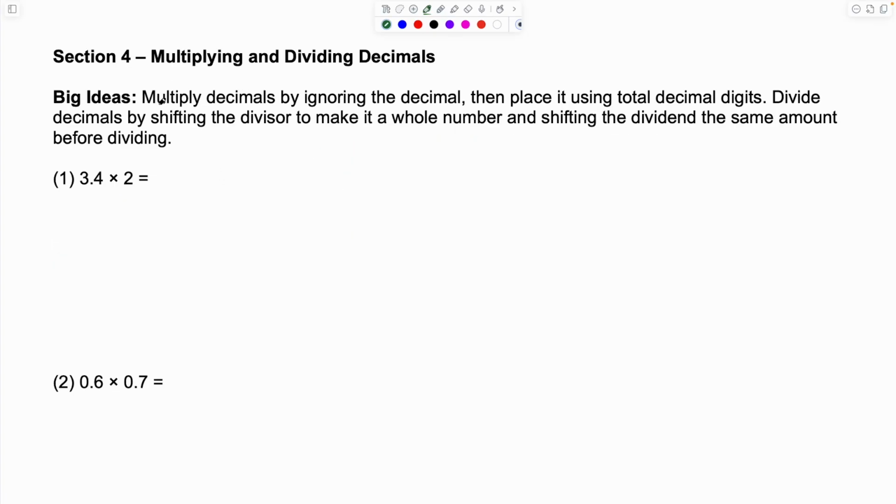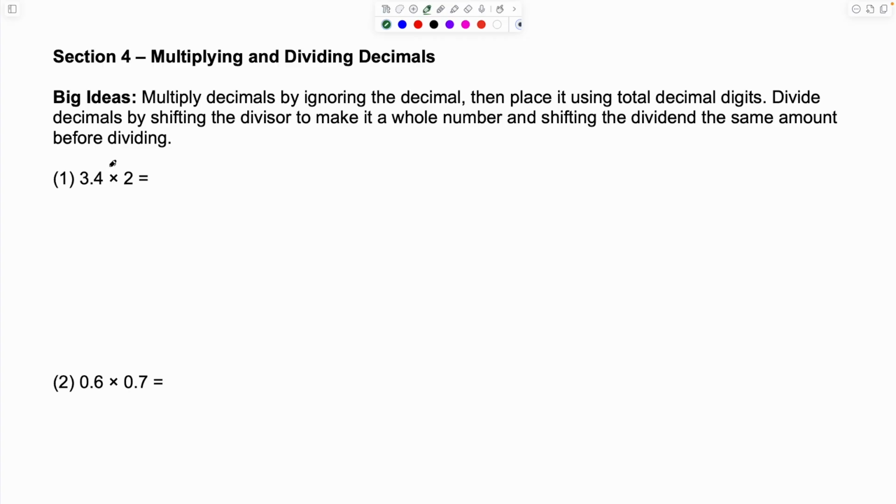The big ideas for this section are: multiply decimals by ignoring the decimal, then place it using the total decimal digits. And when we divide decimals, we do this by shifting the divisor to make it a whole number, and then shifting the dividend the same amount before dividing. So let's go ahead and go through these examples.